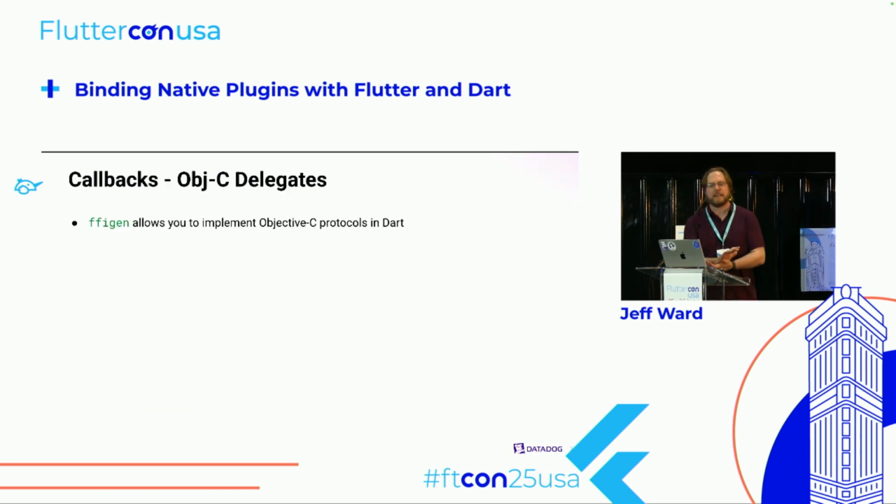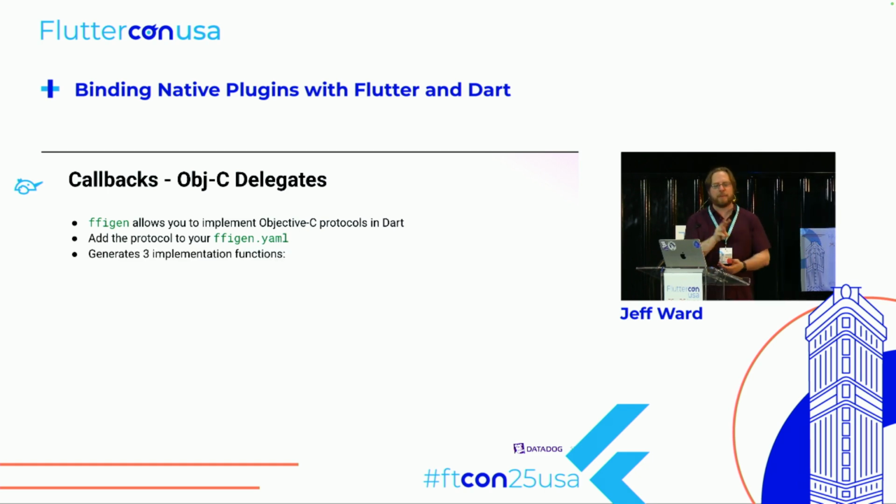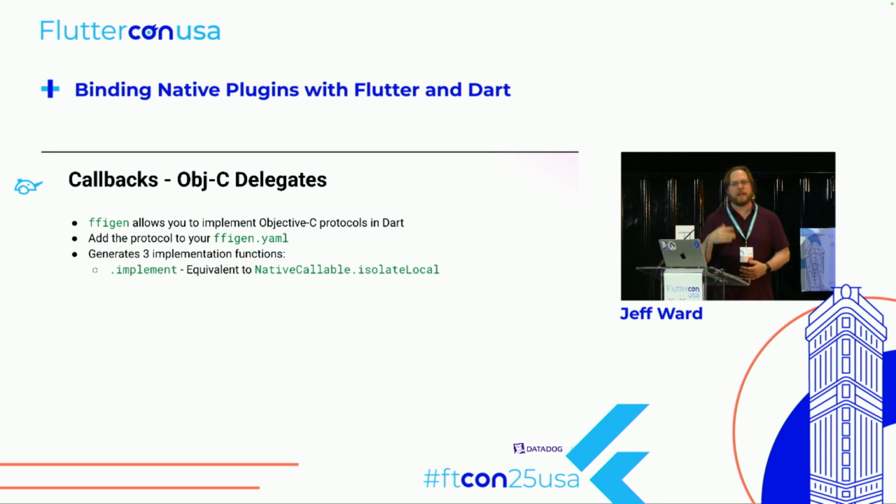But for Objective-C delegates, FFI Gen does allow you to implement Objective-C protocols in Dart. You add the protocol to your FFI Gen YAML, and then it generates three implementation functions for you. So you want to implement the protocol, same thing, isolate local, you can do .implement. This is equivalent to isolate local. So if the iOS documentation says this will always be called on the main queue, or will always be called on a consistent queue, you can use isolate local. If it doesn't say that, you can't.